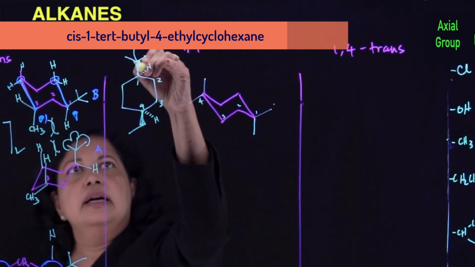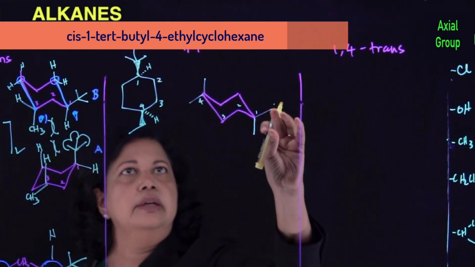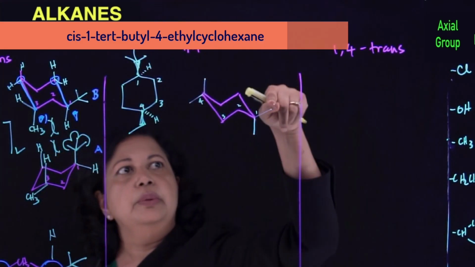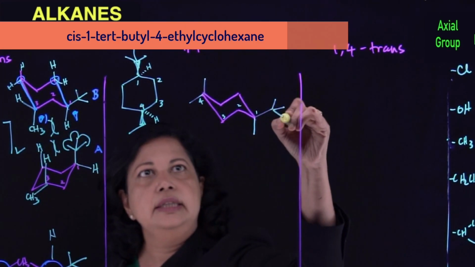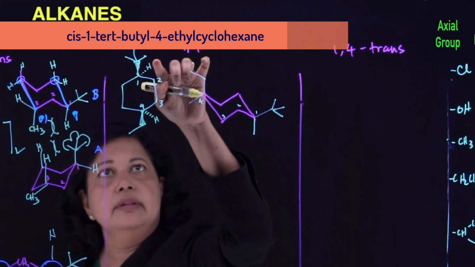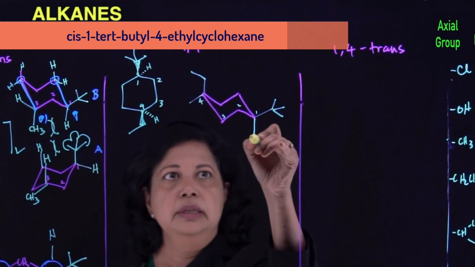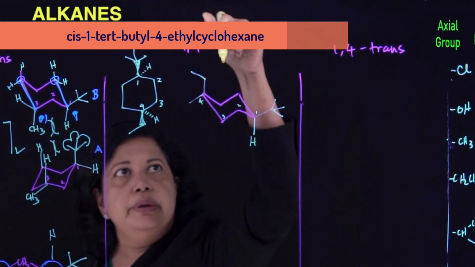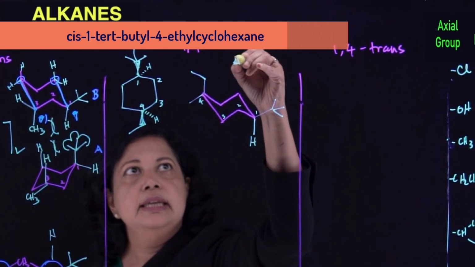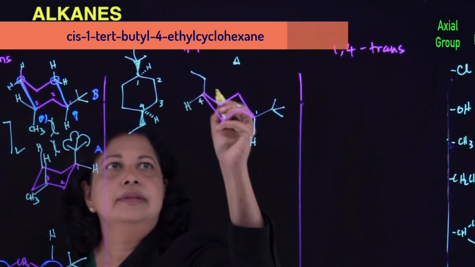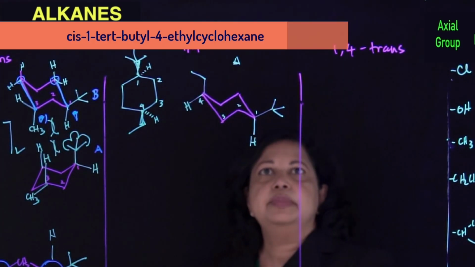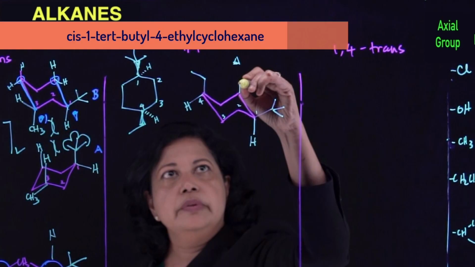Now these are coming out at you, so if you're going to look from the top, you will see them on the top bonds. So carbon 1 has got a T-butyl and carbon 4's got an ethyl. The hydrogens are below, so this is a top-down view. If you look at it like this, you should see this. And here's your hydrogen. So that pretty much takes care of one of the chairs.